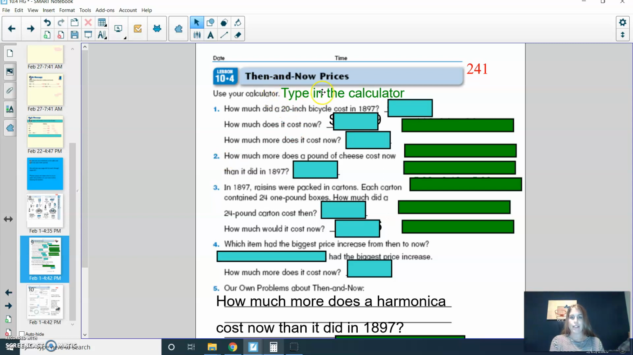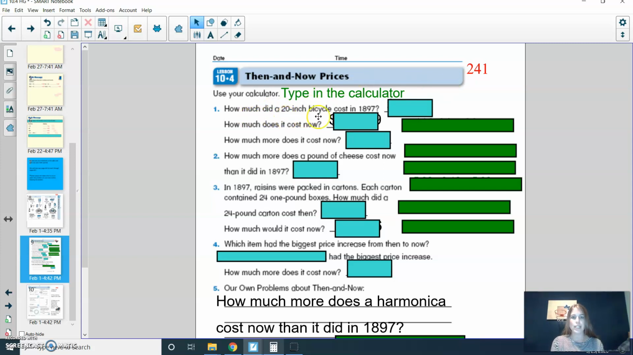Notice how everything that I have in green on the side, these are going to be helpful hints of what you should type in your calculator. The things that I have in the teal boxes are going to be revealing the answer. So if you can start by looking at page 241, and let's look at the first question.